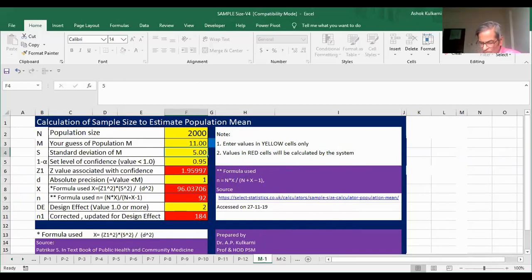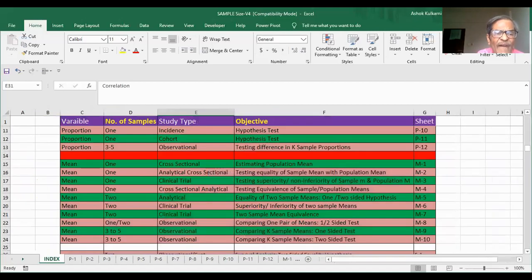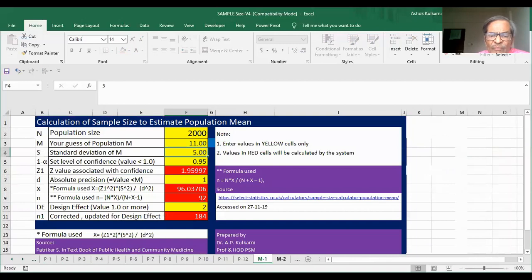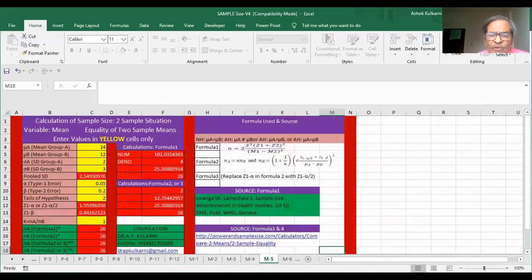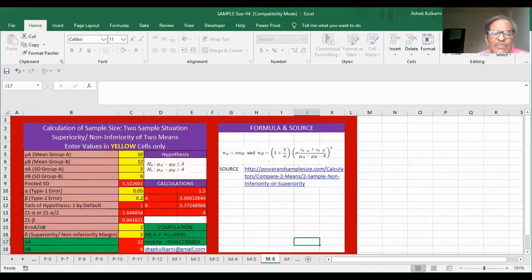Then another example is, say, suppose you are going to do a clinical trial of a superiority or inferiority hypothesis, and M6 is therefore the sheet that you will have to find out. So we go to sheet number M6 and it is open for us. And you enter these values over here. The mean of group A is 10. The mean of group 2 is, say, 13.